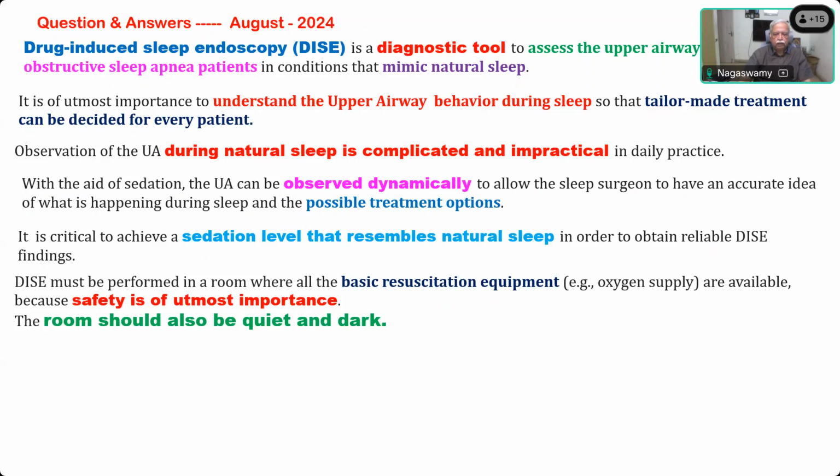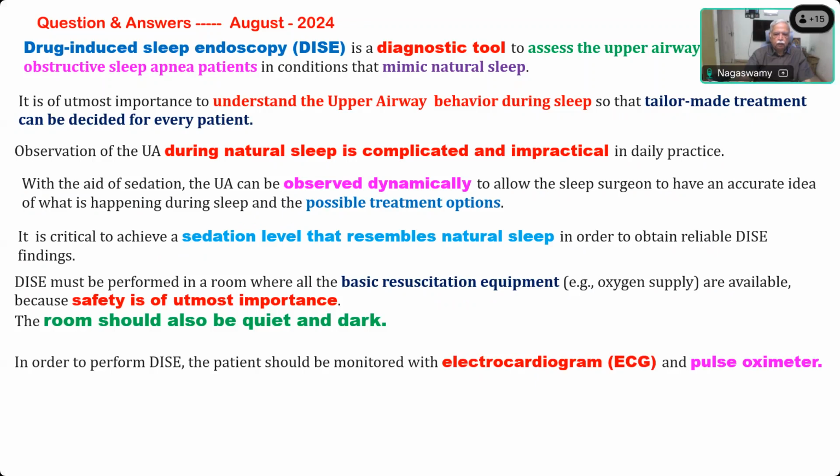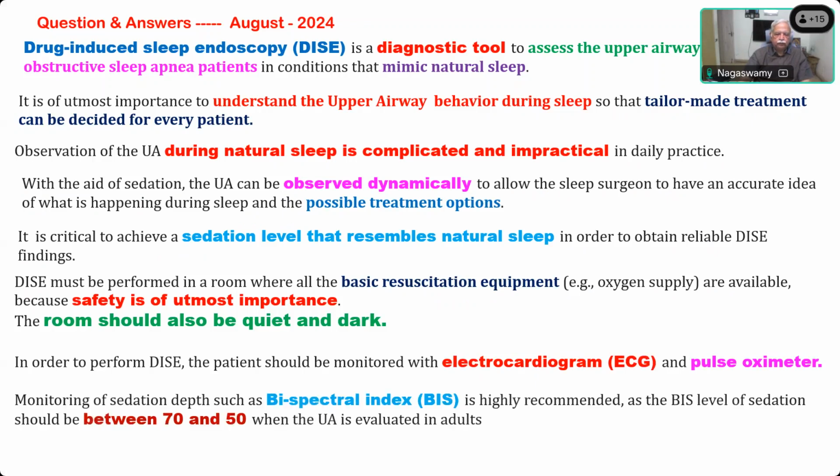The room should be quiet and dark so that the patient is not stimulated by too much lighting and noise in the diagnostic room. And you must have an ECG and pulse oximeter on the patient to find out whether the patient goes into any arrhythmias because of hypoxemia or hypothermia. And saturation should be continuously monitored.